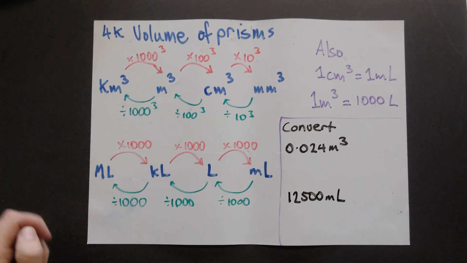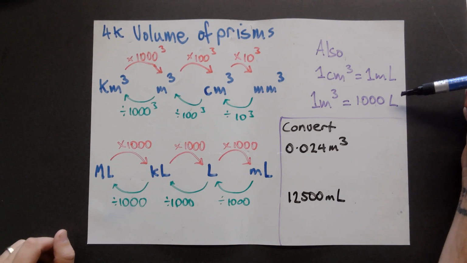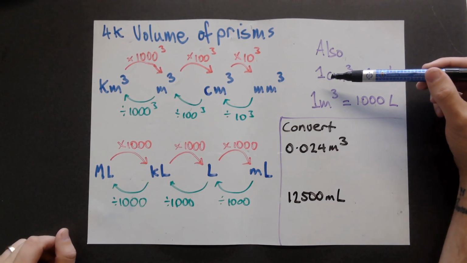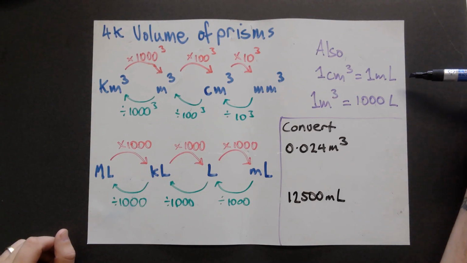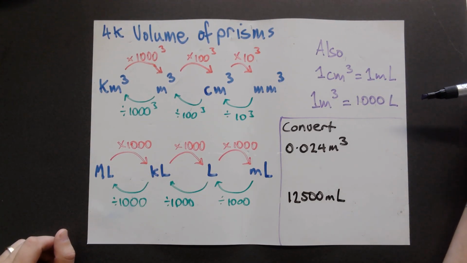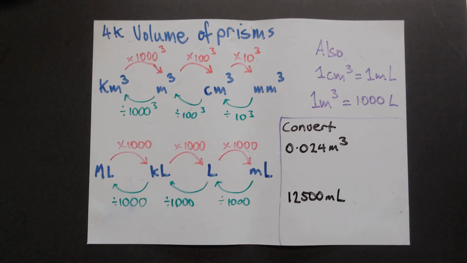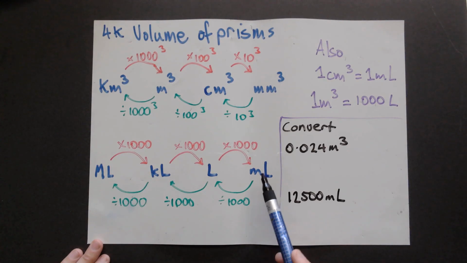Now there is a link between these units, and our two endpoints are over here. 1 cubic centimeter is equal to 1 milliliter, and 1 cubic meter is equal to 1,000 liters. So these are nice endpoints if we've got to convert, say, between centimeters cubed and liters. We go centimeters cubed, which directly correlates with milliliters, and then we could do our conversion.